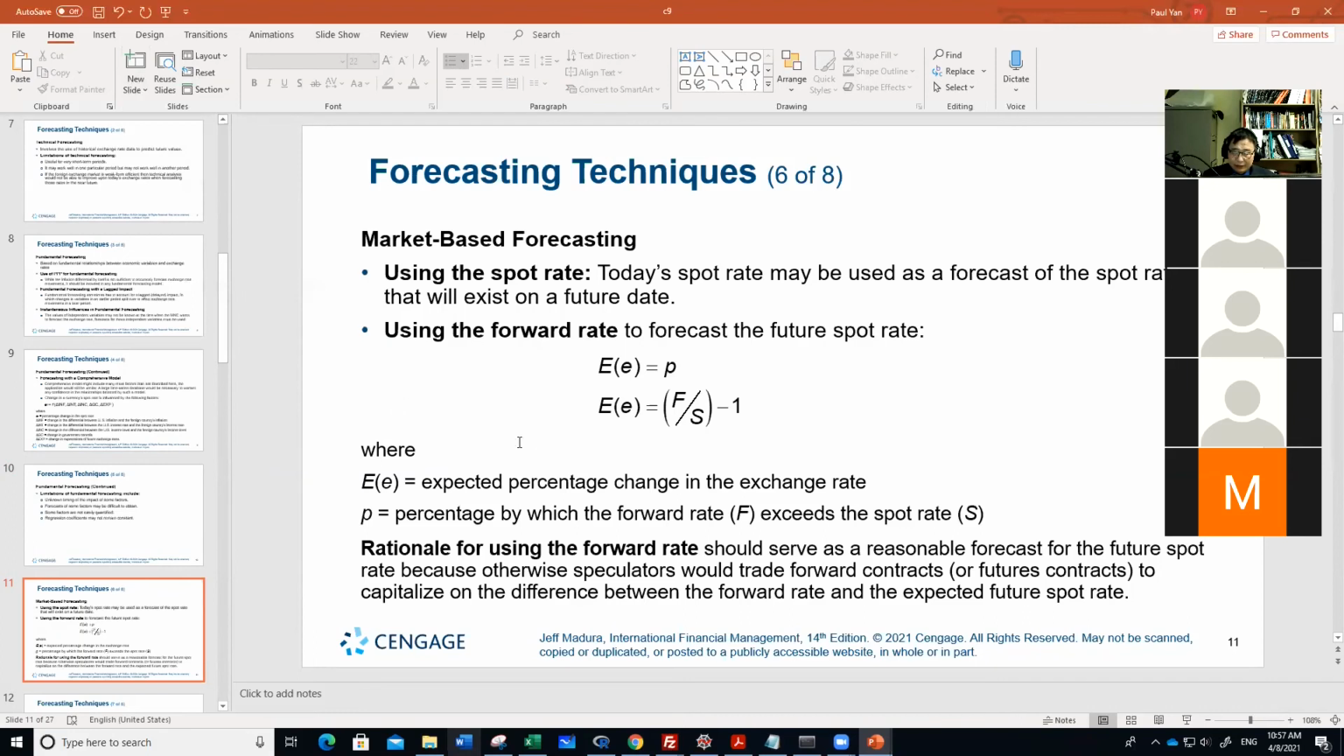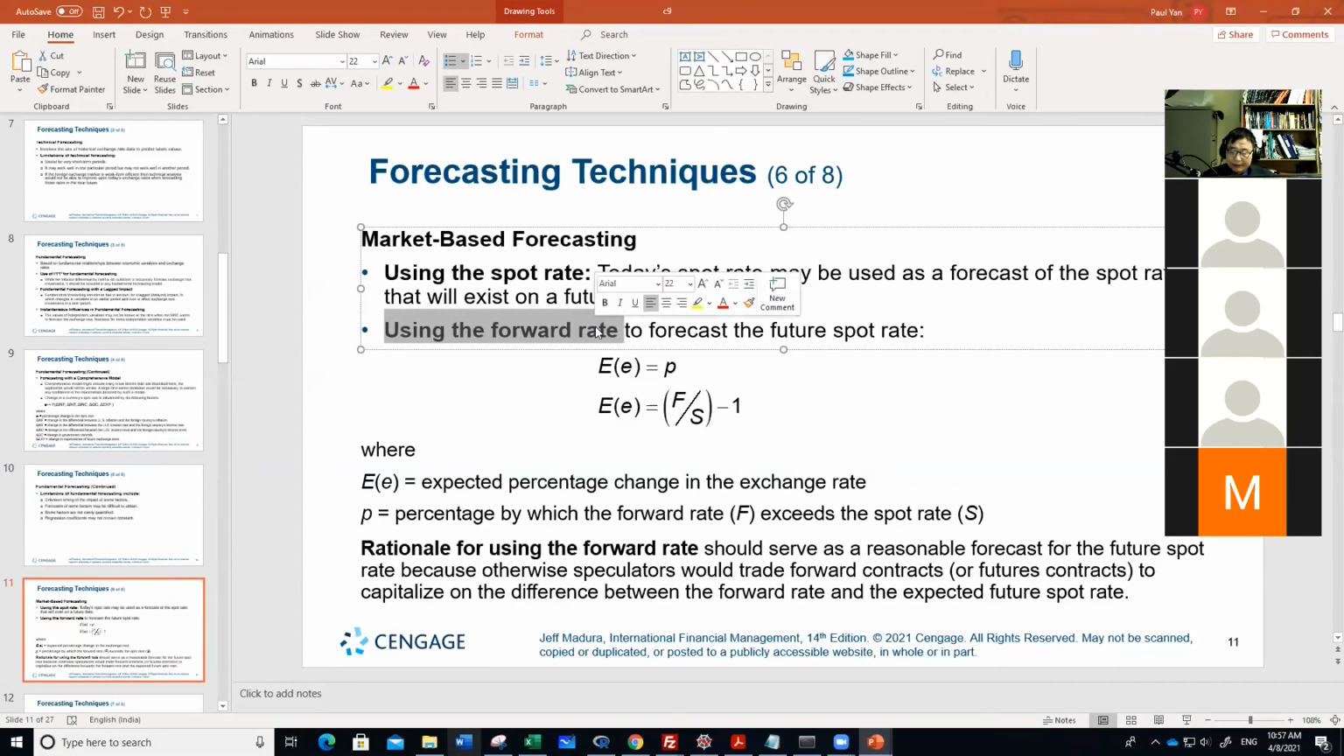Another one is to use the forward rate, because the forward rate is something we observe today. The expected percentage change in the spot rate equals the forward rate divided by S, minus 1. Suppose the forward rate is 10% higher than the spot rate, so the ratio will be 1.1. 1.1 minus 1 is 0.1, so the foreign currency will appreciate against the local currency. If this ratio is negative, then we expect the foreign currency will depreciate.